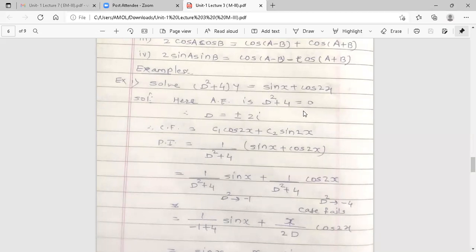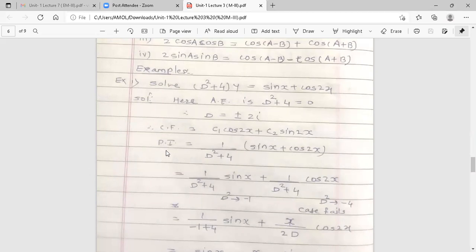Since the square is a negative number, here we introduce i square. So D square is equal to 4 i square, and so the factors are D is equal to plus minus 2i. So the roots are complex roots, plus 2i and minus 2i. Here the real part of the complex number is 0 and the imaginary part is 2. So the complementary function is c1 cos 2x plus c2 sin 2x.